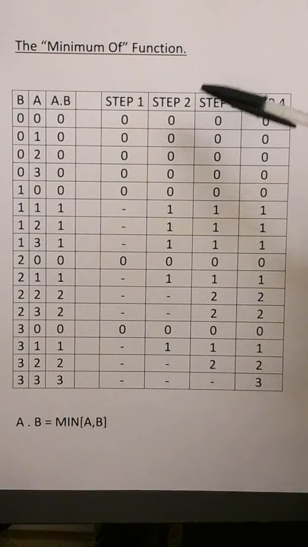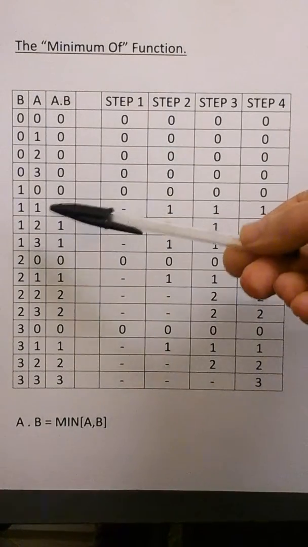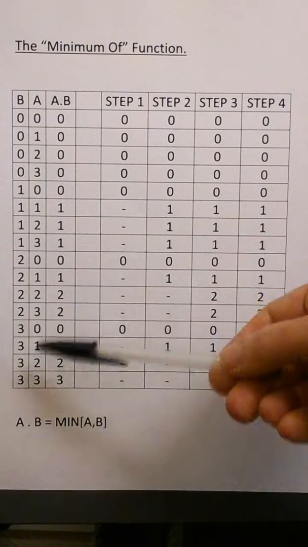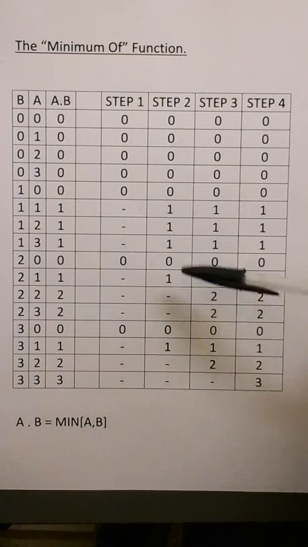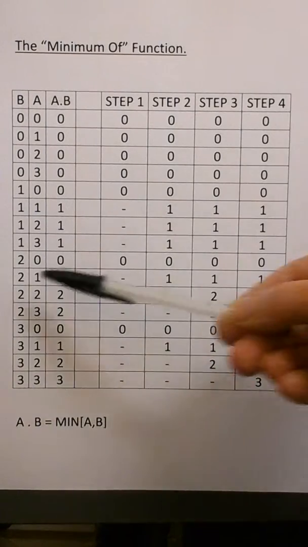Step 2, next you take the ones. You look for a 1 on any of the inputs, A and B, and you write it in the output. So that's step 2, 1 there, 1 there.